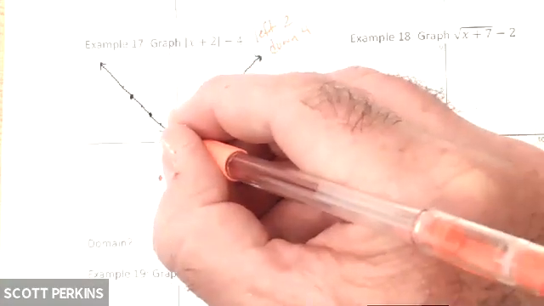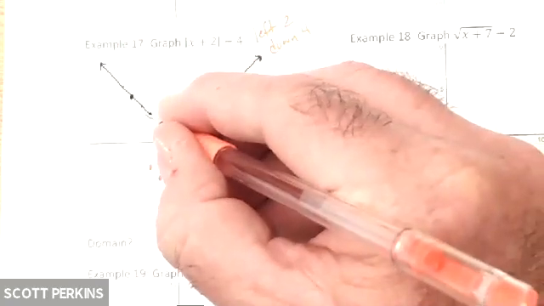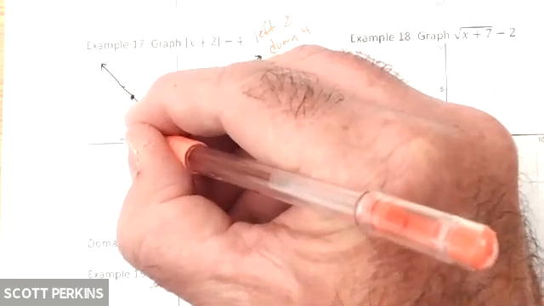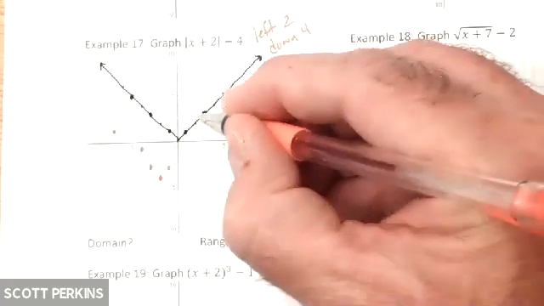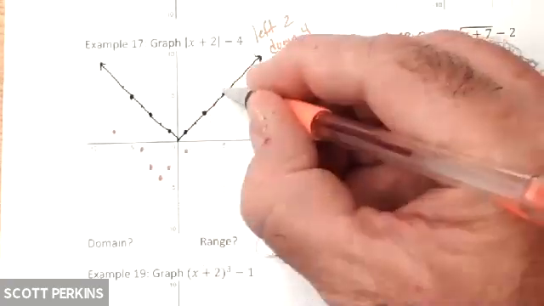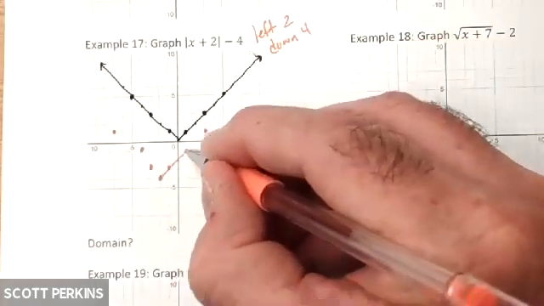So I'm going to take all my points, left 2 and then down 4. And then left 2 and then down 4. One more time, left 2 and then down 4. And then on the other side, left 2, down 4. Left 2, down 4, 1, 2, 3, 4. And finally, last but not least, left 2, down 4. That's this point. And there's my V.